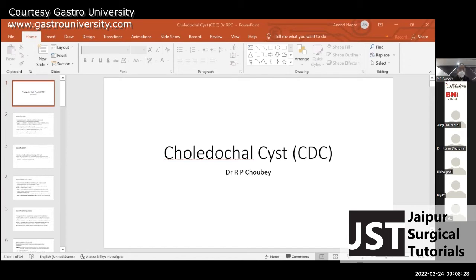There have been several classifications on the basis of site, extent, and the shape of the cyst. The term bile duct or biliary cyst is semantically more appropriate than choledochal cyst, as the dilatation can occur anywhere in the biliary ducts and is not confined to the choledochus only. Hence, hereafter, I shall be referring to choledochal cyst during my talk as biliary duct cyst.